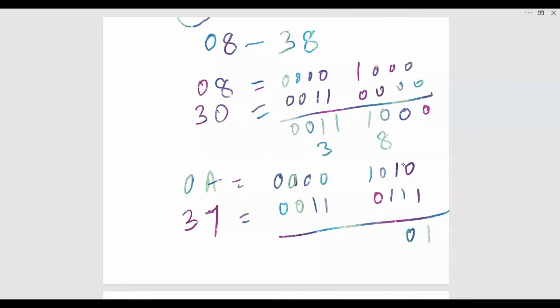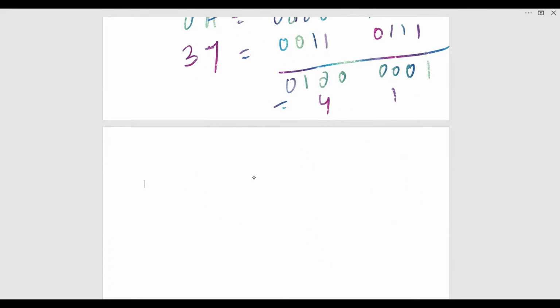So 0 plus 1 is 1. 1 plus 1 is 0 with a carry 1. 1 plus 1 is 0 with a carry 1, and again 1 plus 1 is 0 with a carry 1. 1 plus 0 plus 0 is 1, 0. This is 4 and this is 1. So for A, it is 41.